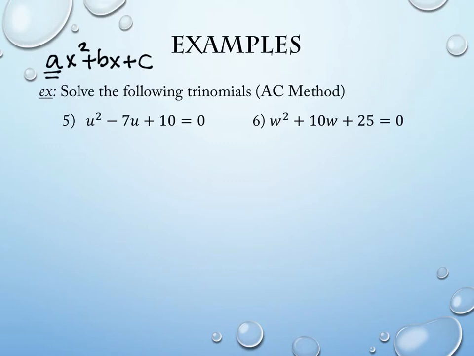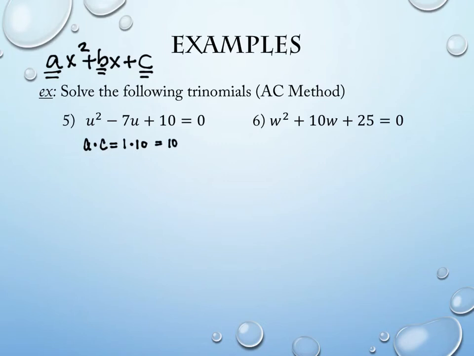So a is the number being multiplied by x squared, b is the number multiplied by x, and c is the constant. Okay, just for a reference point. So the first thing we're going to do is multiply a times c. So what is the a term in this polynomial? u squared. Okay, it's the coefficient in front of u squared, which is the number 1. Times, and what's c in this problem? 10. So AC here is 10.